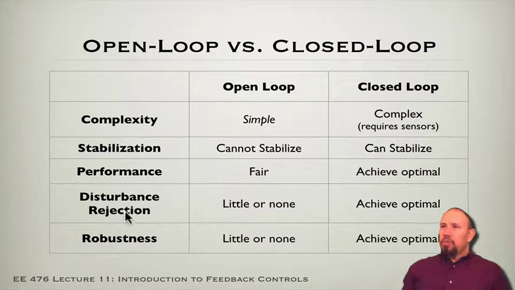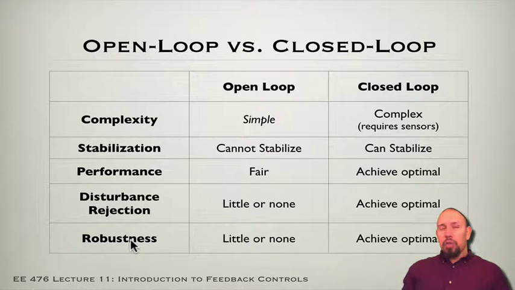In terms of disturbance rejection, suppose there's a disturbance entering your system. Well, the open loop control really cannot do much about disturbances. It just cannot do that. Whereas in closed loop control, we can actually achieve optimal, that is, minimum impact on the system with respect to disturbance.